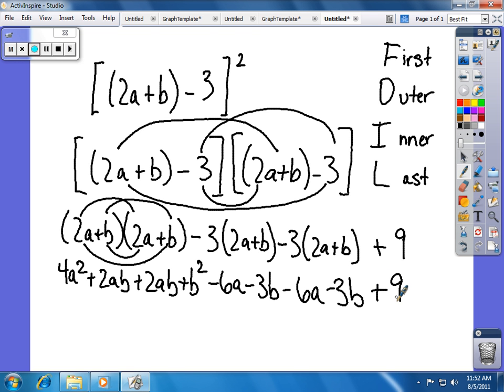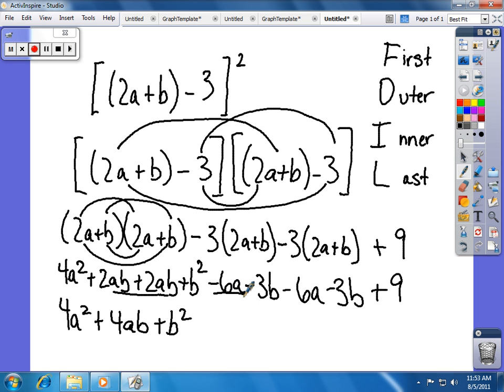So now we can go about combining together our like terms. These guys out in front don't have anything in common with the rest of the terms, because we don't have another a squared term, we don't have any other ab terms other than these two, we don't have another b squared term. So this 4a squared will remain unchanged. We can combine these two together, however, into 4ab. We have that lone b squared term.